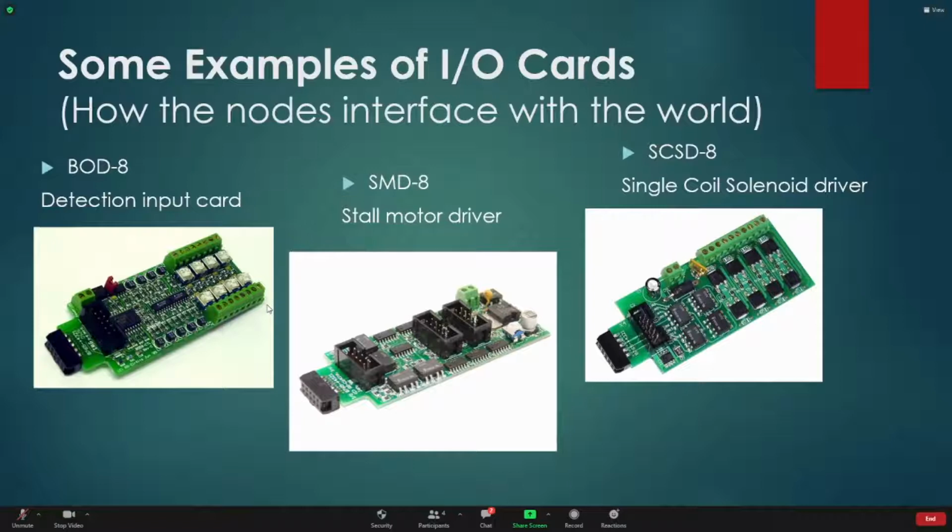This particular board, the middle one, has 8 stall motors that it can drive. And the last one has 8 single coil solenoid drivers for those who use solenoids to control turnouts. This interfaces the nodes with solenoids. So those are some examples. They actually have, I think, close to a dozen different I/O boards. These are probably the ones I use most, which is why I'm sharing them, but there are other ones as well.